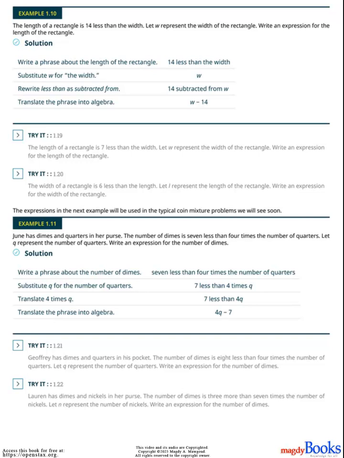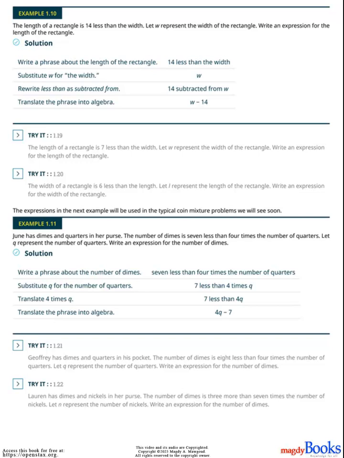Solution. Write a phrase about the length of the rectangle. 14 less than the width. Substitute W for the width. W. Rewrite less than as subtracted from. 14 subtracted from W. Translate the phrase into algebra. W minus 14.